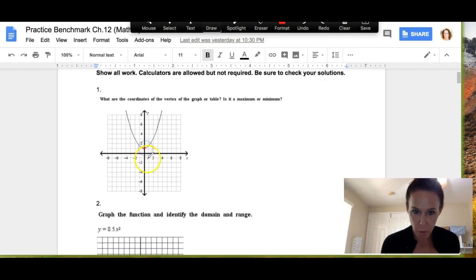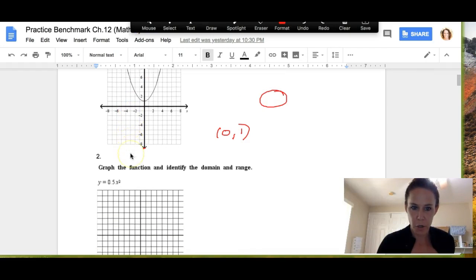And let's find the coordinates. We go over 0, up 1. So the vertex is (0, 1). And is it a max or a minimum? Well, it's the lowest point on the graph, so it's going to be a minimum. Anytime it opens up or it has a happy face, you have a minimum, and you're done. Let's go ahead and look at number 2.